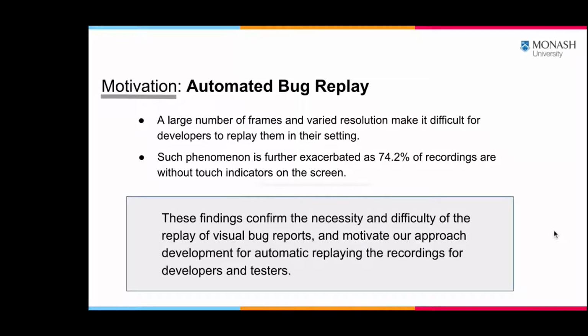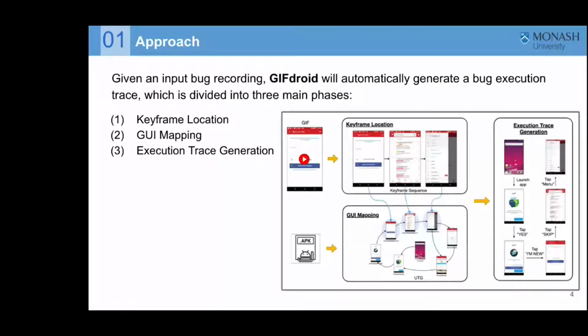Our approach consists of three main phases: keyframe location, GUI mapping, and execution trace generation. That is to say, given an input bug recording, we first localize a sequence of keyframes and subsequently map them to the existing GUI transition graph to extract the execution trace. Next, I'd like to briefly introduce each phase.